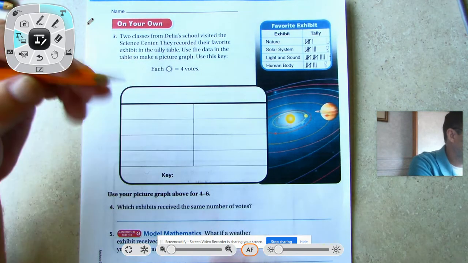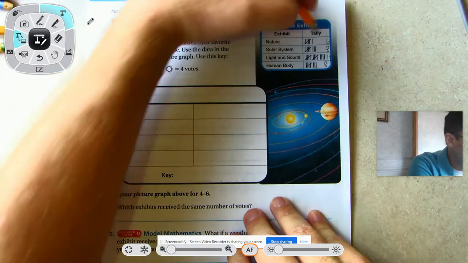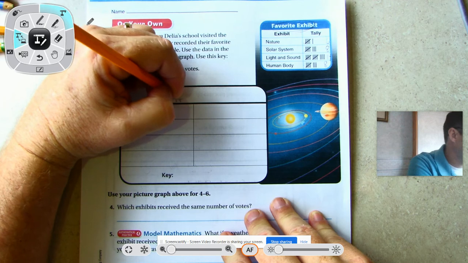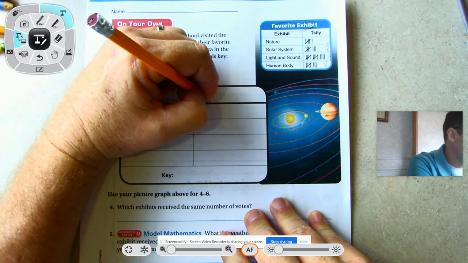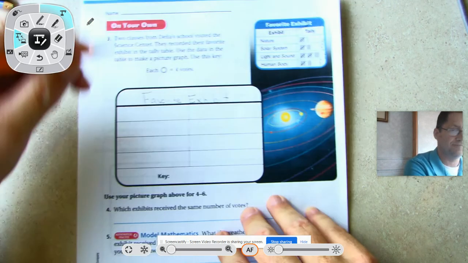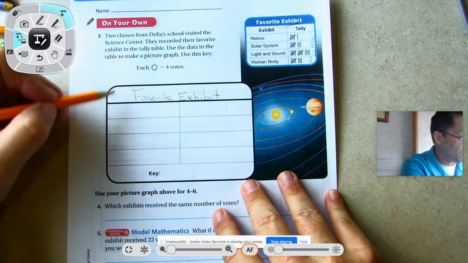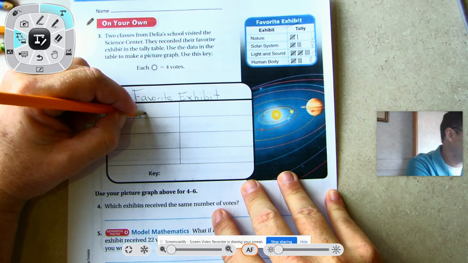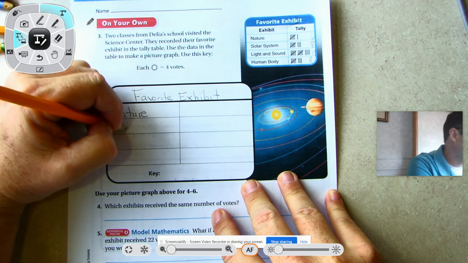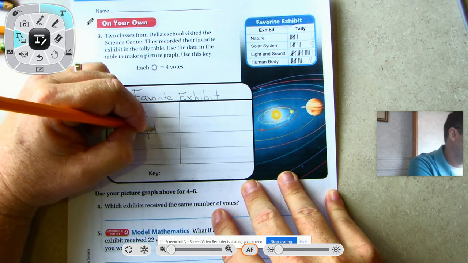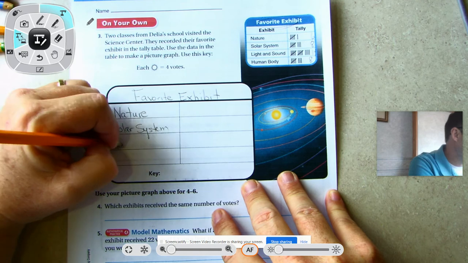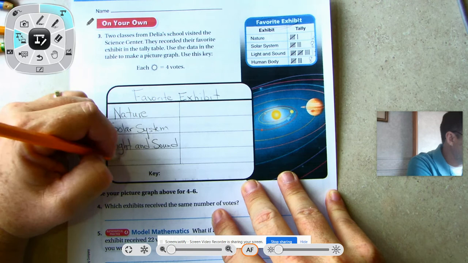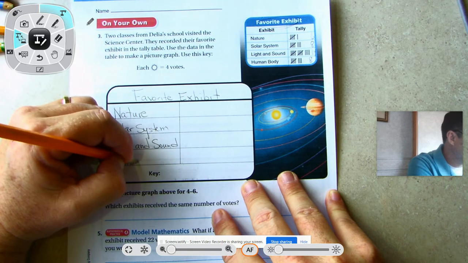All right, so what is our title of our picture graph? Our title is right there. Favorite exhibit. And then our rows are what were the choices. So some chose nature, some chose solar system, some chose light and sound, and some chose human body.